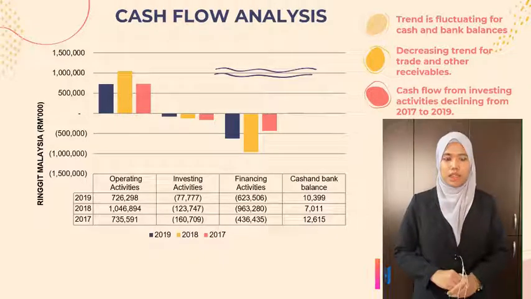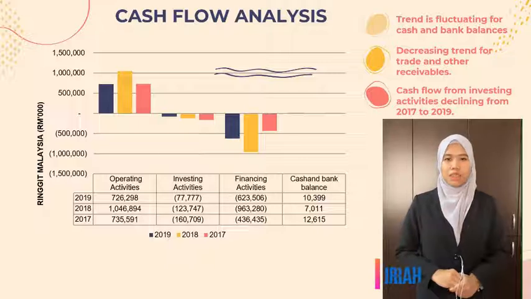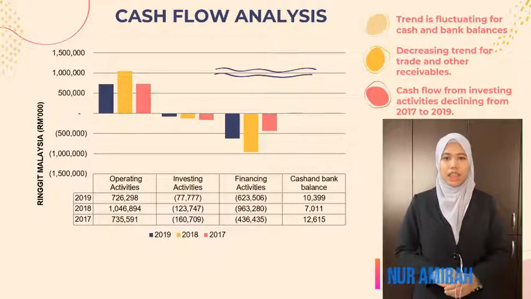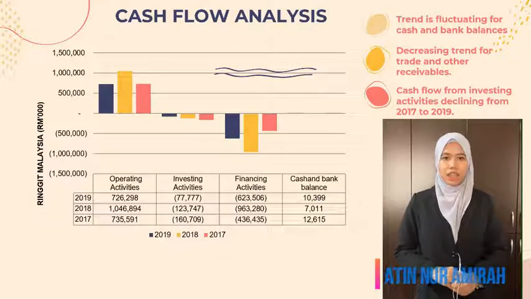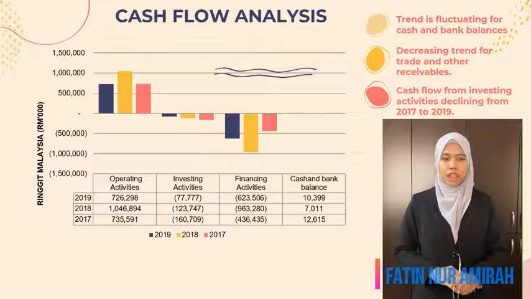Next, I will explain the cash flow analysis of Nestle Malaysia Berhad. Based on the cash flow statement, it has a fluctuating trend in the amount of cash and bank balance. The fluctuation is due to several transactions that happen throughout the year. For the part of cash generated from operation, there is significant cash outflow for trade and other payables in year 2019 as compared to 2018.